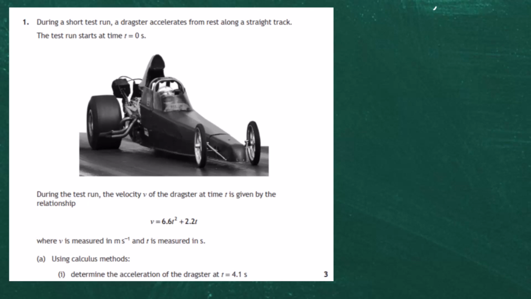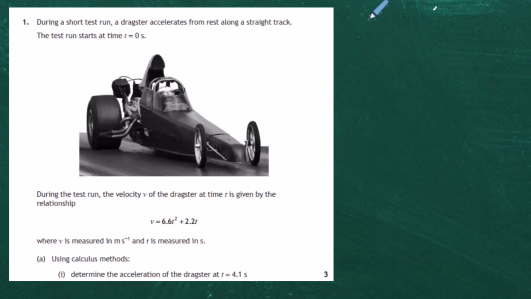During the test run, the velocity v of the dragster at any time t is given by the relationship v equals 6.6 t squared plus 2.2 t, where v is measured in metres per second and t is measured in seconds. Now for 3 marks, using the calculus method, we have to determine the acceleration of the dragster at a time t equal to 4.1 seconds.